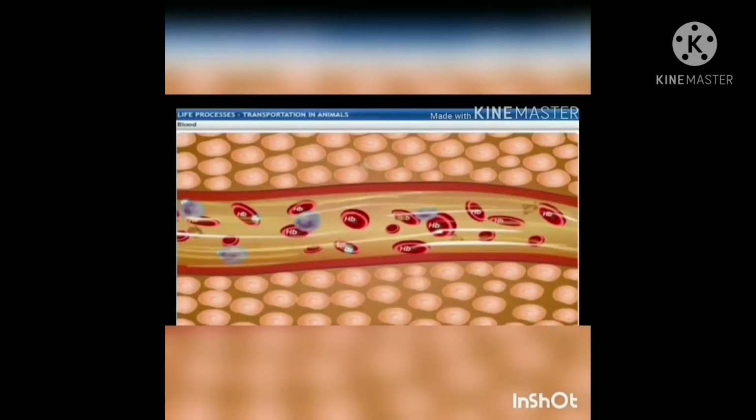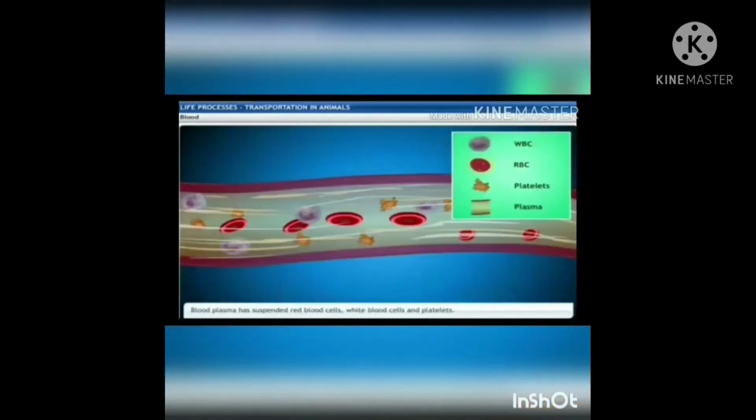Blood is a fluid connective tissue that is constantly circulating in the body. An adult human has 5 to 6 liters of blood. Blood consists of two parts. The fluid part of blood is called plasma and the blood cells. Next, we can study about the plasma.